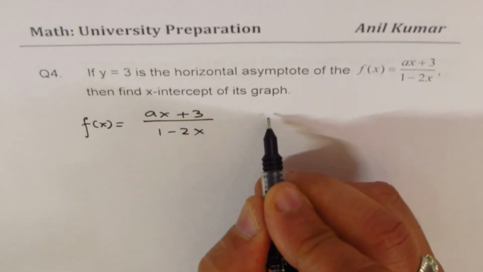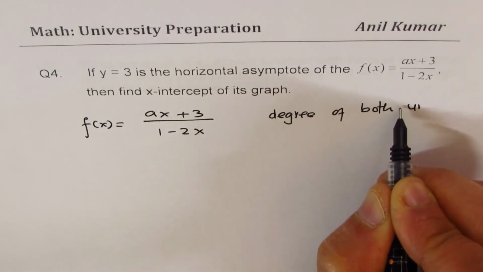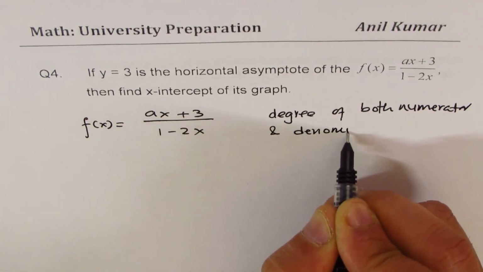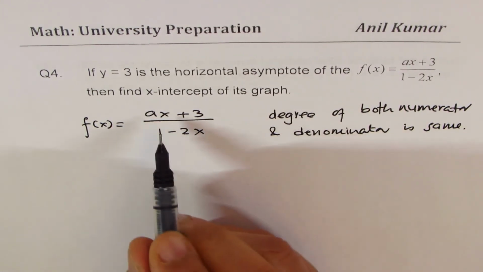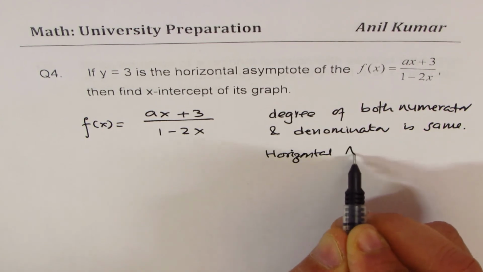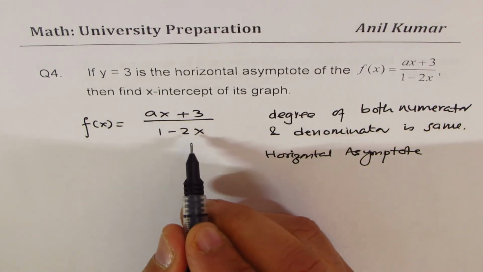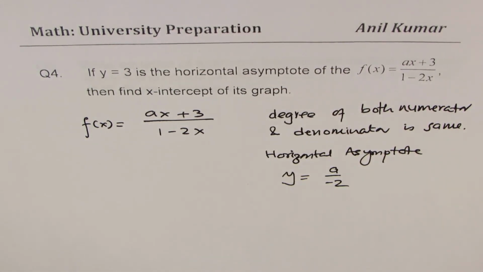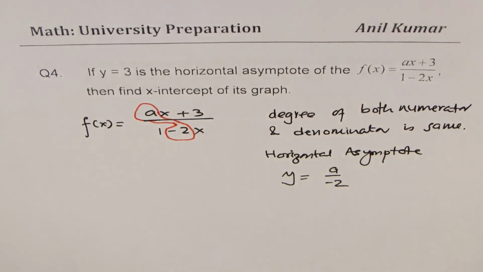Now you notice that the degree of both numerator and denominator is the same. Correct? It is equal to 1 in this case, and therefore we do have a horizontal asymptote, right? What is the equation? The equation of the horizontal asymptote will be y equals a over minus 2, right? So when the degrees are the same, then the leading coefficients give you the answer. Perfect.